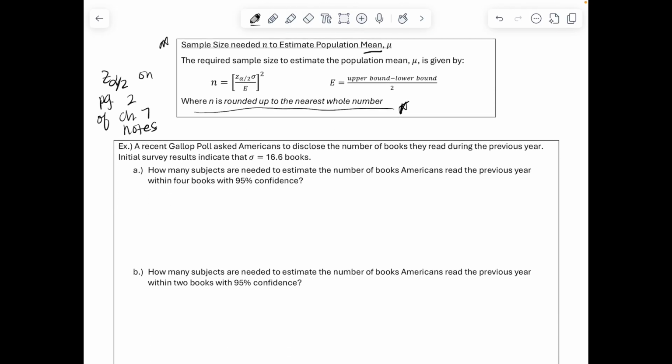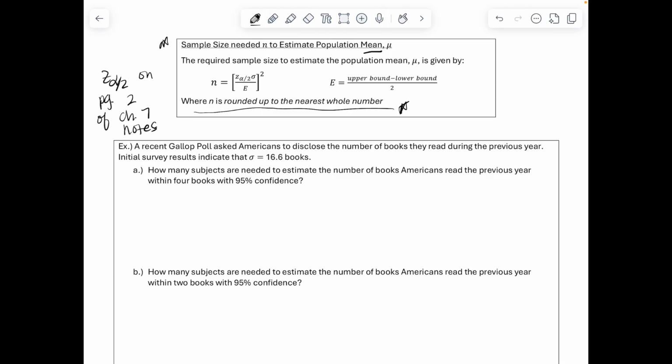So we have an example right below that says, in a recent Gallup poll asked Americans to disclose the number of books that they read during the previous year. Initial survey results indicate that sigma is equal to 16.6 books. So part A says how many subjects are needed to estimate the number of books Americans read the previous year within 4 books at a 95% confidence.